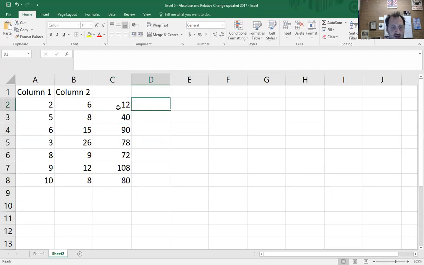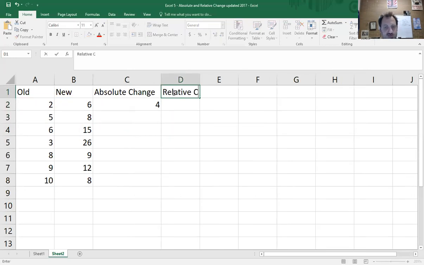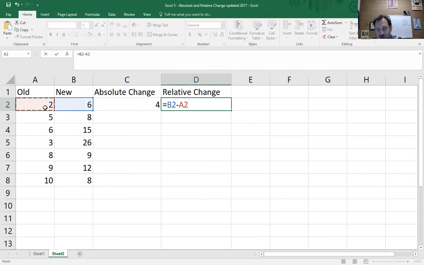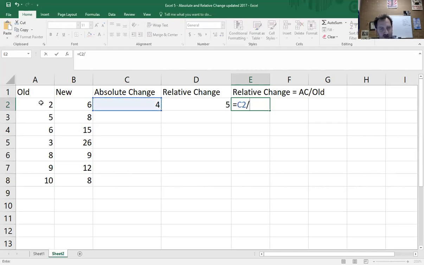Now, I'm going to get rid of these. So you know that absolute change is just looking at the difference, right? And you can say the new minus the old. So here we would just take this one minus this one, right? And then the relative change could be thought of 2 ways. We could do new minus the old and then divide it by the old. And then we could also think about it as relative change equals the absolute change divided by the old value. So I take the absolute change divided by the old value.